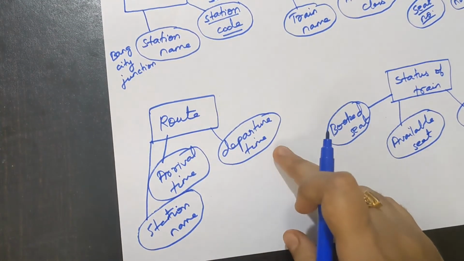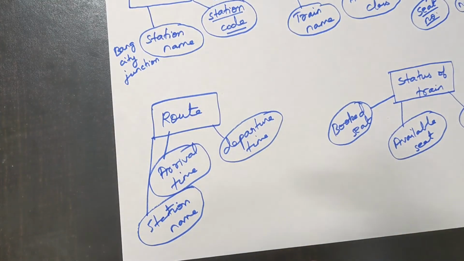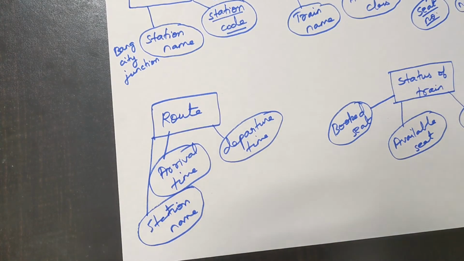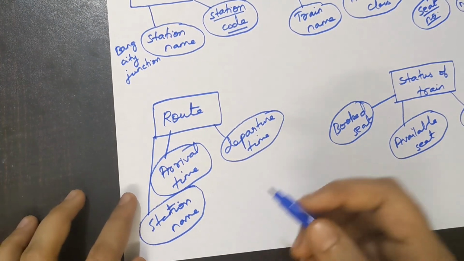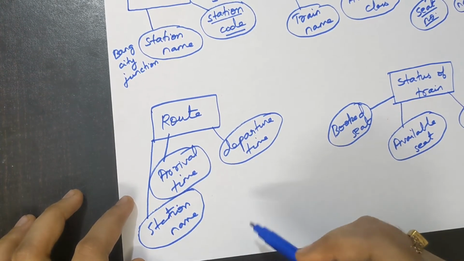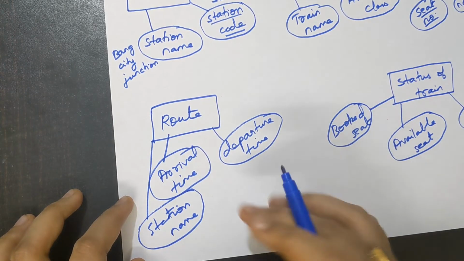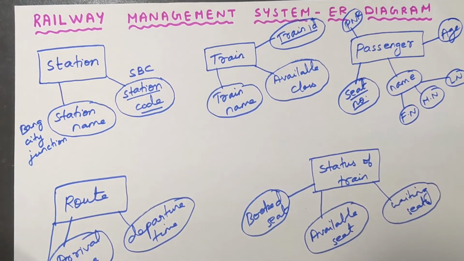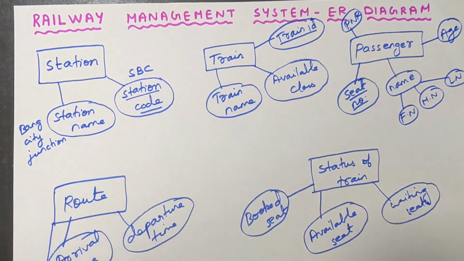Next, arrival time and departure time. At what time the train is going to take off and at what time the train is going to arrive at a place. Bangalore to Chennai means at what time the train is going to arrive at Chennai, and at what time it is going to start from Bangalore. So these are the attributes for the entity route. So we have completed the second step, that is writing the attributes for every single entity. So we have completed the first two steps, writing the entities and writing the attributes.